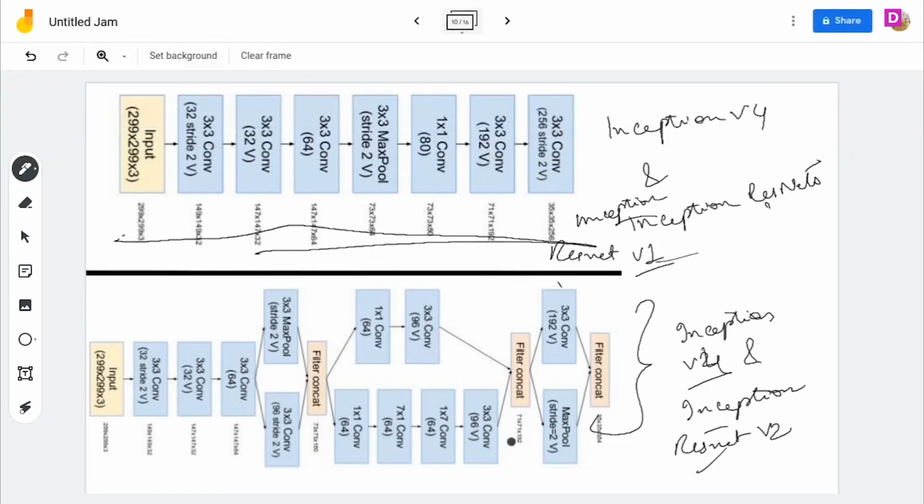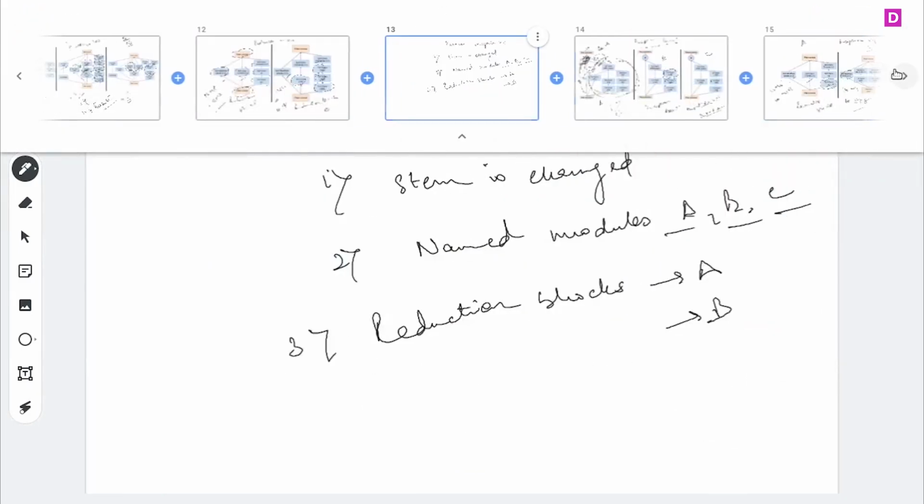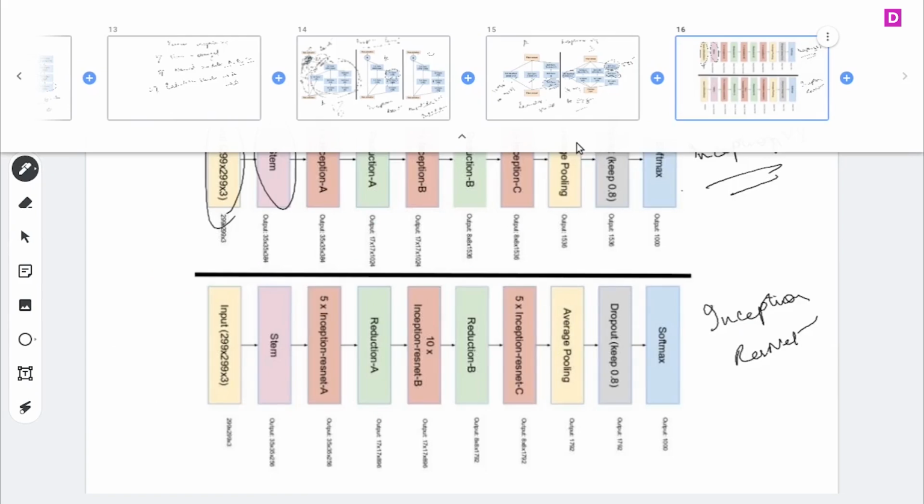So this is the stem for Inception V4 and Inception ResNet V2, by the way, and this is the stem for Inception ResNet V1. Do not get confused. I get confused here a lot.